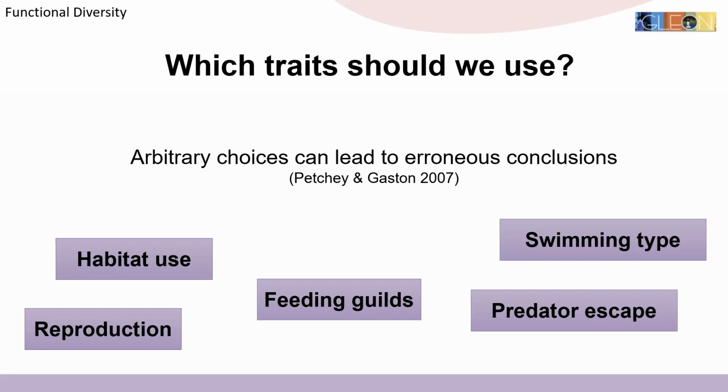So we need to choose very wisely, as I said, because if you choose a composition of traits to run your indexes, and you have, for example, low functional diversity, maybe it's not the real picture of the nature and the environment that you are studying. It's only because you didn't choose your traits well. Yeah? So arbitrary choices can lead to erroneous conclusions.